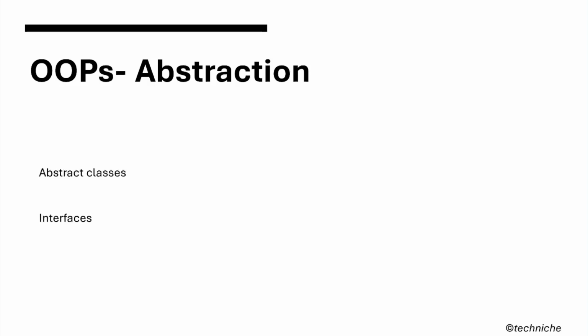So what is abstraction? First, let's understand what abstraction is. Simply put, abstraction is about hiding the complex implementation details and showing only essential features of an object or a concept. It helps us to focus on what the object does rather than how it does it.